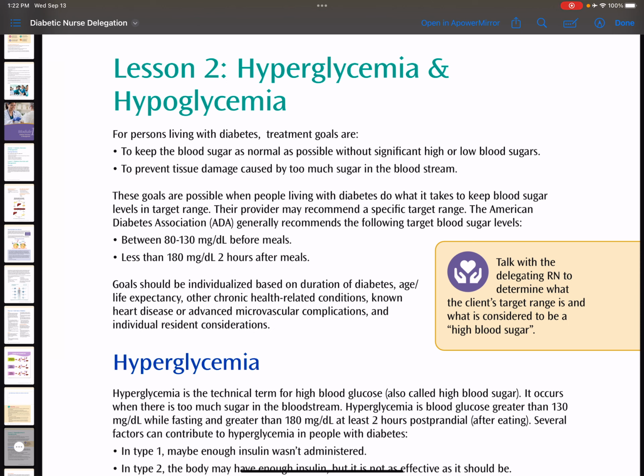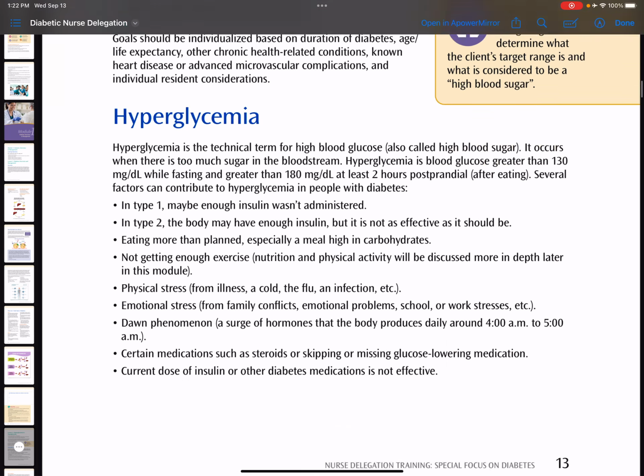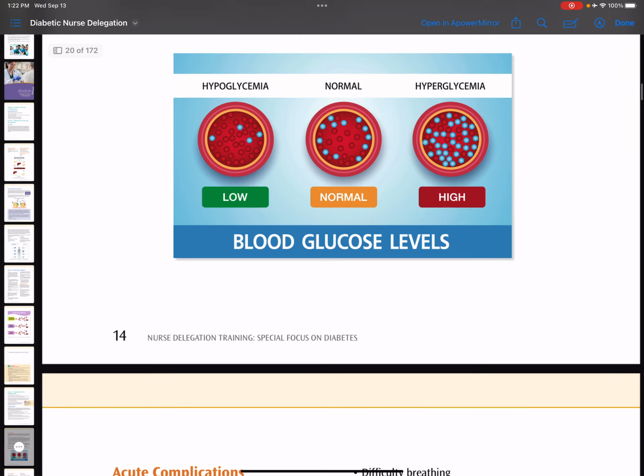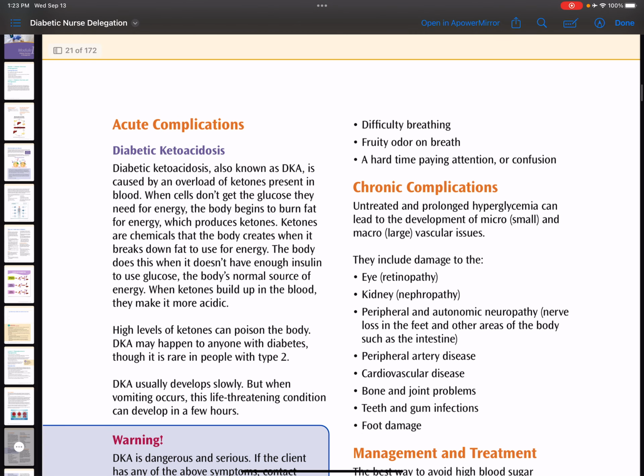There are acute complications and chronic complications that are caused by hyperglycemia. Diabetic ketoacidosis is one of them. Diabetic ketoacidosis is an overload of ketones present in the blood. When cells don't get the glucose they need for energy, the body begins to burn fat for energy, which produces ketones. When ketones build up in the blood, they make it more acidic. High levels of ketones can poison the body.